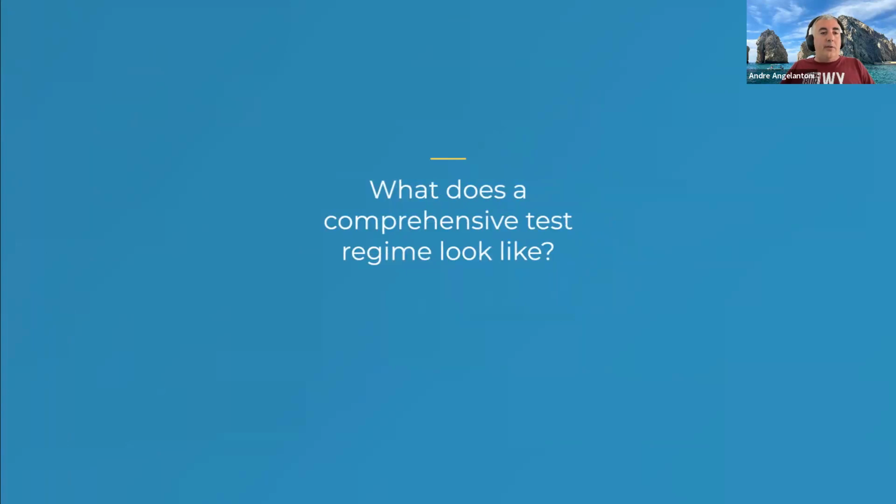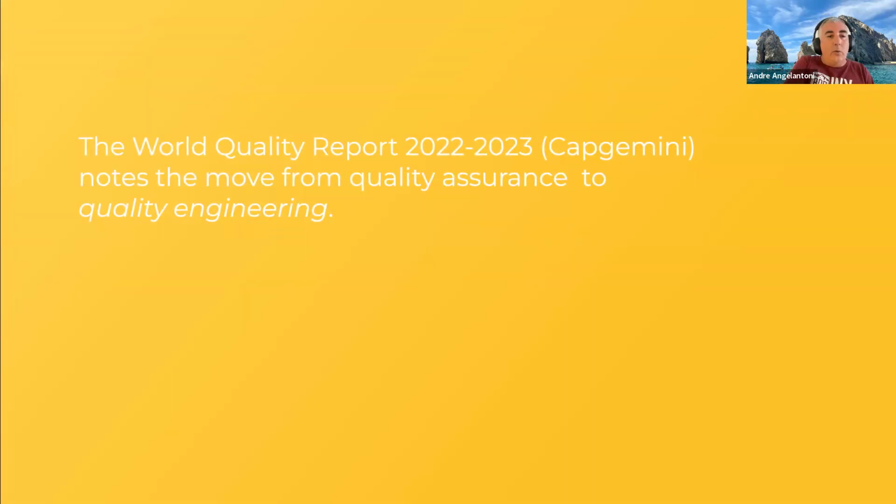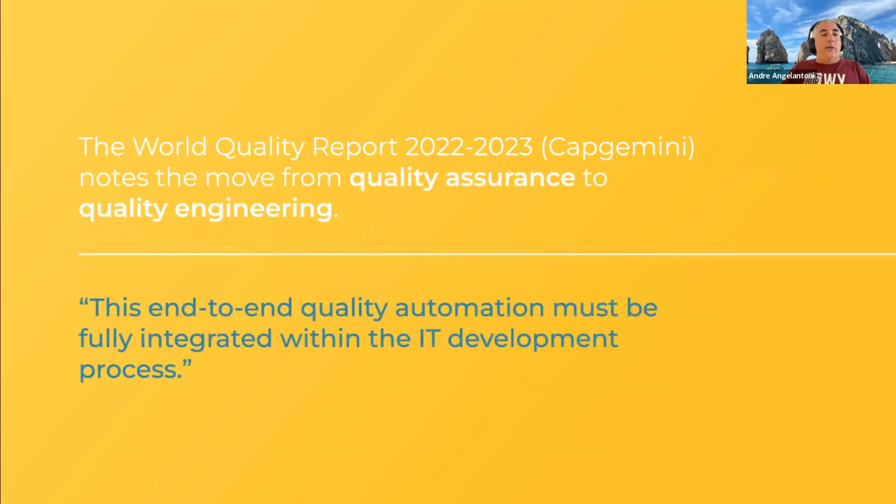So what does a comprehensive test regime look like? Well, for that, we'll look at what the World Quality Report, which is put out by Capgemini, said. And what they're saying is that there's this move from quality assurance to quality engineering. And they say, quote, "this end-to-end quality automation must be fully integrated within the IT development process." Well, they're a little bit ahead of the game, because the last numbers I saw are that about 80% of teams don't have any automated testing.